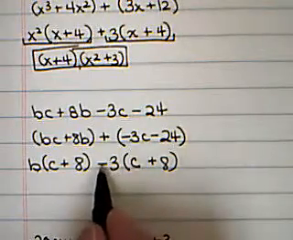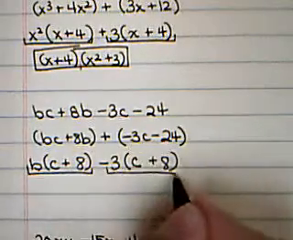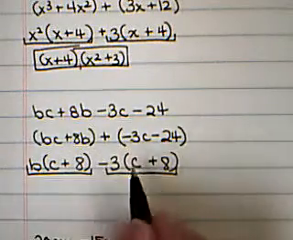Again, we're not finished because we have a minus sign between those 2 parentheses. So out of each group has the c plus 8 in common.